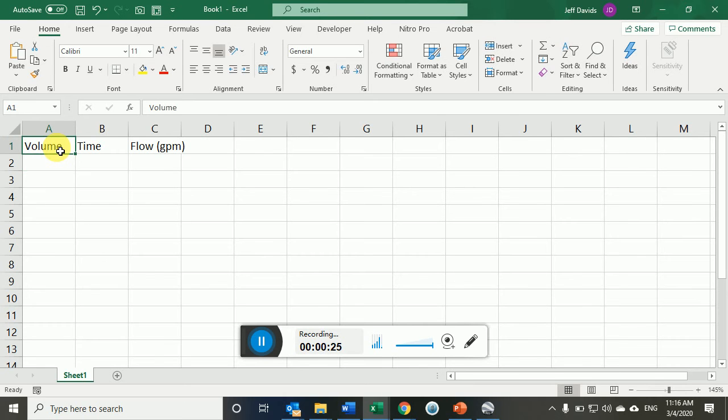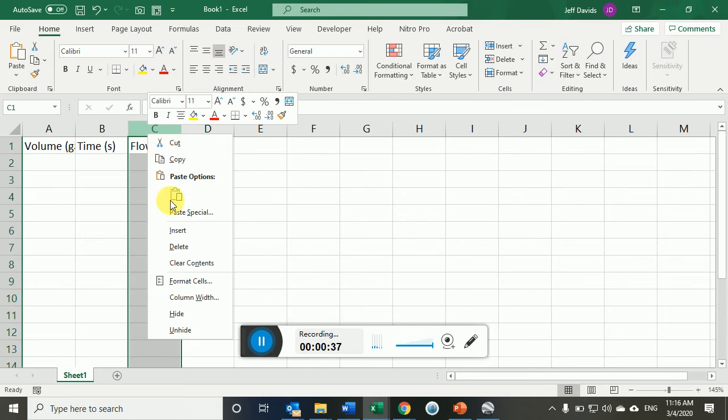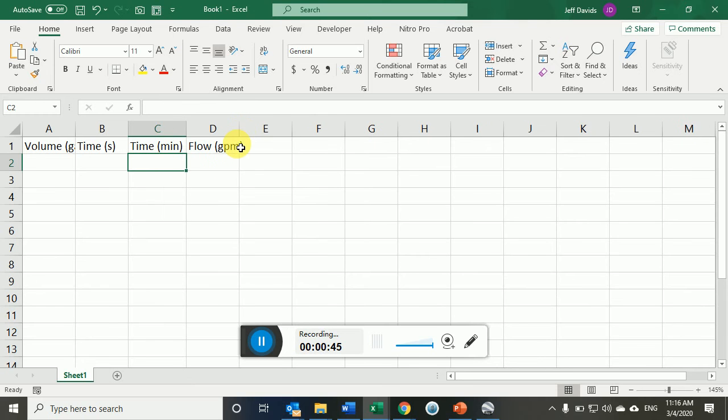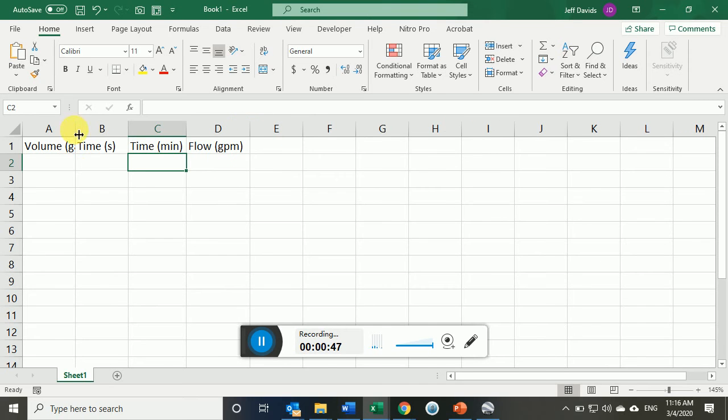So our volume is going to be in gallons. Our time is going to be in seconds. And then let's actually do another time, so let's insert a new column and do the time in minutes. I'm going to go pretty quick here because I'm recording and because I want to get to the review, but you'll have this afterwards. If you can keep up, that's great.